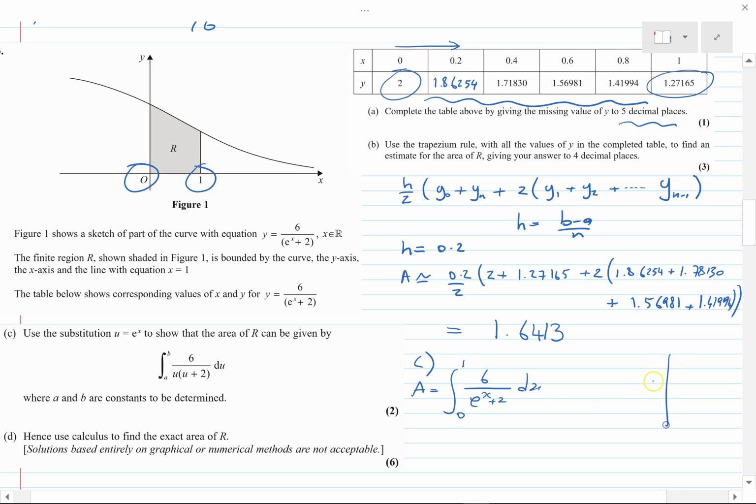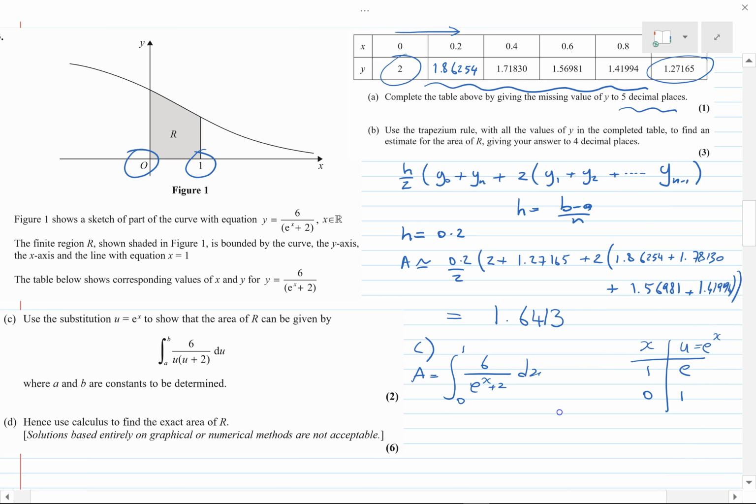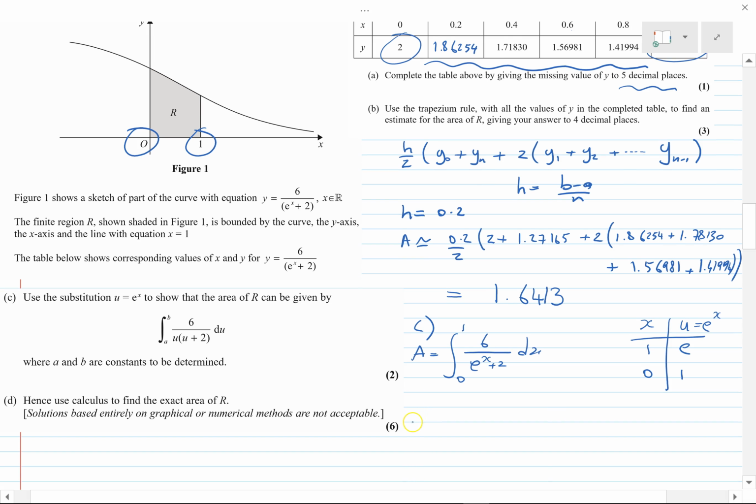Right, now we need to change the values of the limits because we're changing the variable. If x is 1, u, which is equal to e to the x, is equal to e to the 1, which is e. And if x is 0, u is equal to e to the 0, that is equal to 1. So we're going to have limits of e and 1. So b is e and a is 1 here.